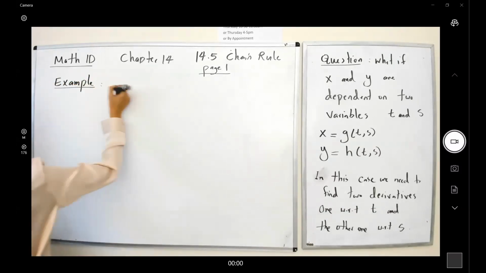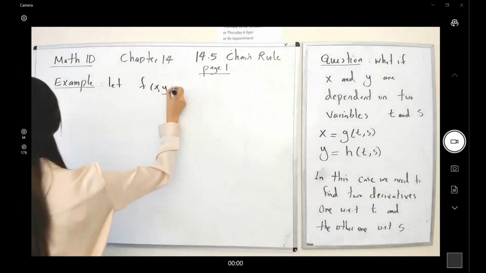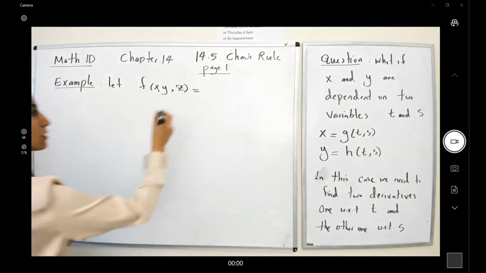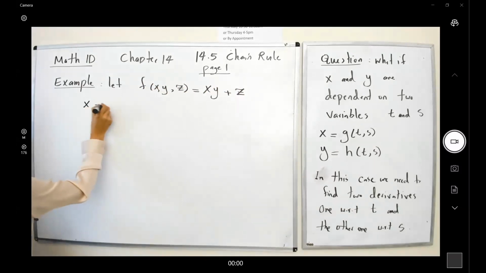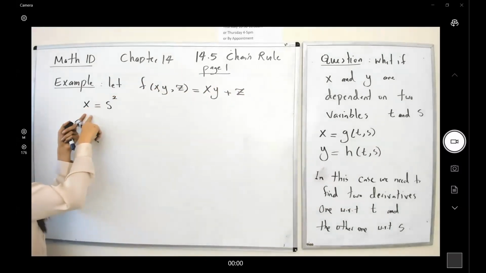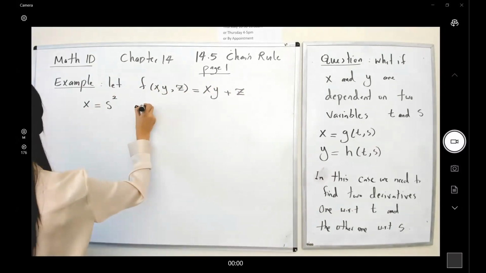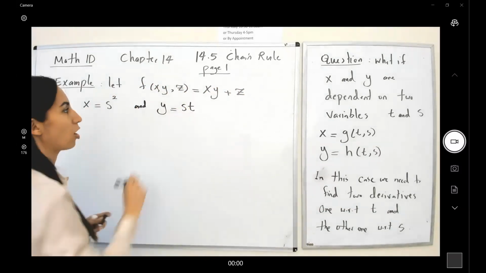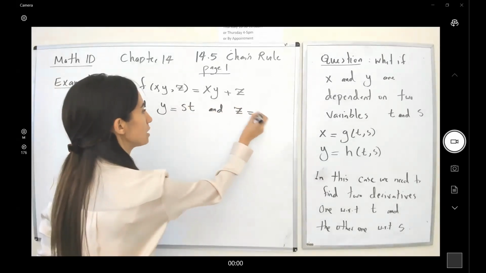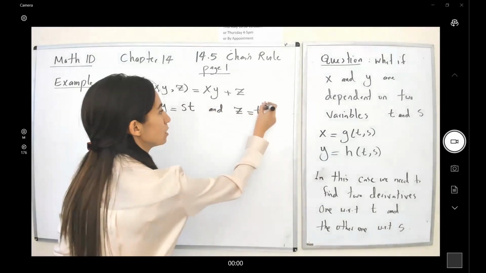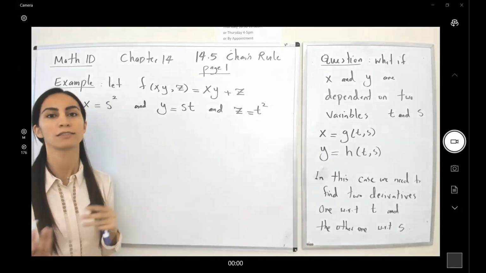Question says, let the function be defined as f of x, y, and z equals xy plus z. What do you have? You have x equals s squared, so x is a function that depends on s, and y is dependent on s and t multiplied. And also you have your z, which is equal to t squared. Z as a variable is a function which is dependent on t squared.